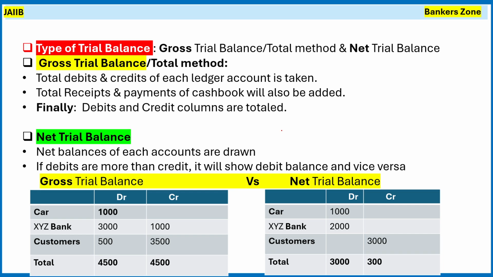Now see, types of trial balance. Basically, there are two types of trial balances. First is the gross trial balance, and second is the net trial balance. See, gross means what? It is the total method, and net means what? It is the summed or grouped method. Okay, one by one we'll learn it.